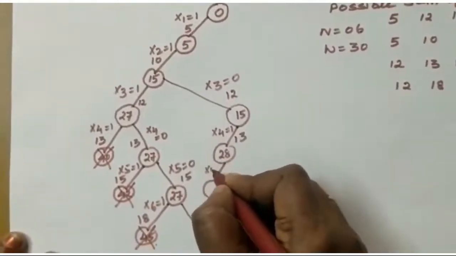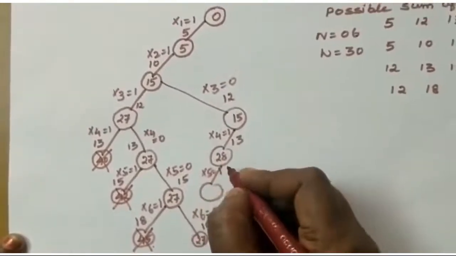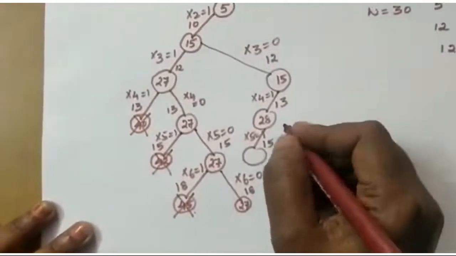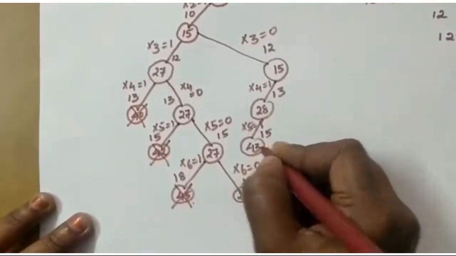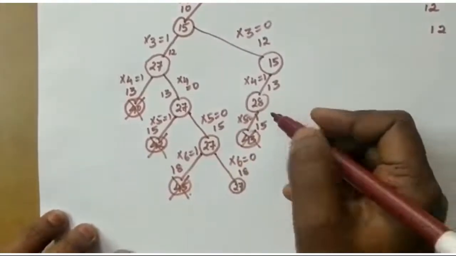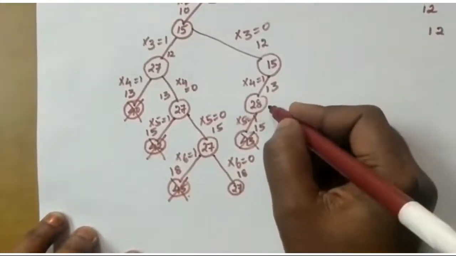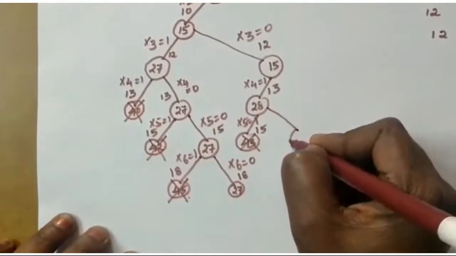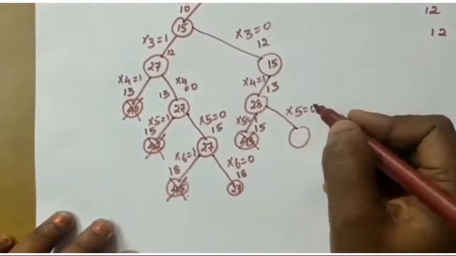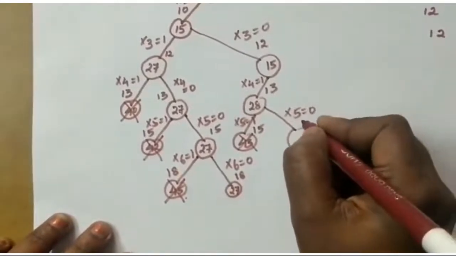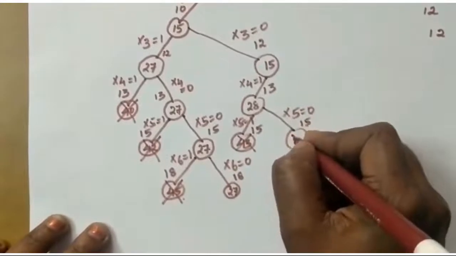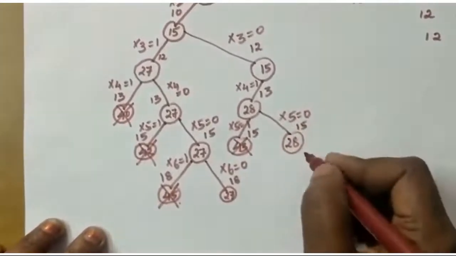So fifth level, x5 equal to 1. The value of the fifth element is 15. So 28 plus 15, it's 43. But it's crossing the limit, you just kill this node. And coming to the previous level, again we have to visit the right hand side. That is fifth level, x5 equal to 0. And the fifth element is 15, but since it is not included, we will have the previous node as such, it's 28.